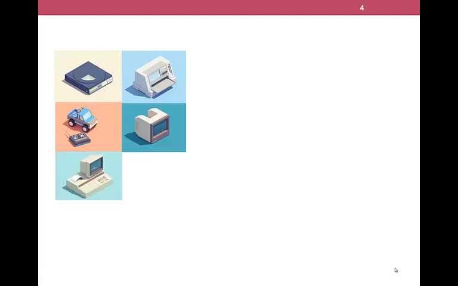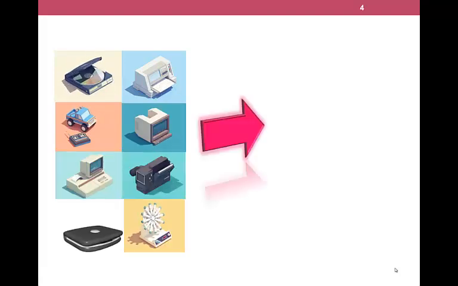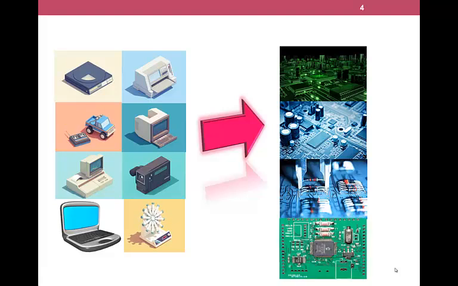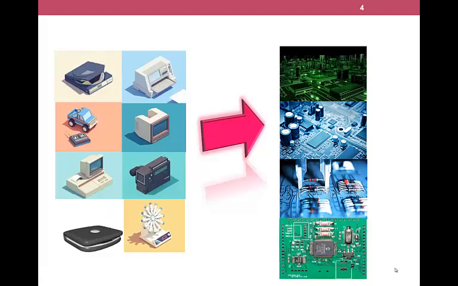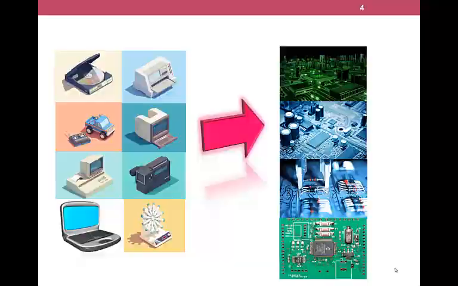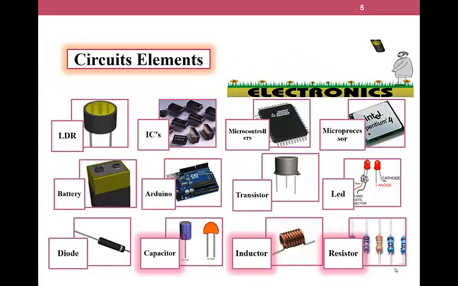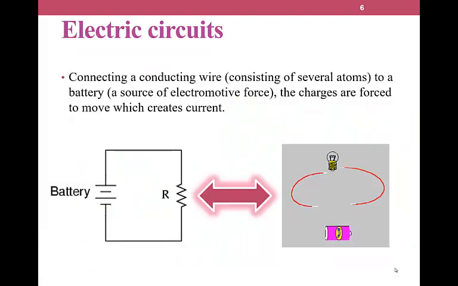As you see, there are different applications and uses for electric circuits. And as we have seen in the last video, there are different circuit elements like LDR, which is a type of sensor, light detector resistance. We have ICs, microcontrollers, microprocessors, batteries, Arduino, transistors, LEDs, diodes, capacitors, inductors, resistance. And we are going to deal with the majority of these components in this course.